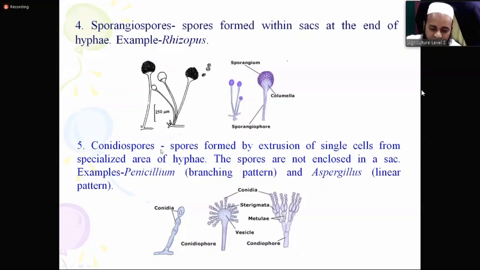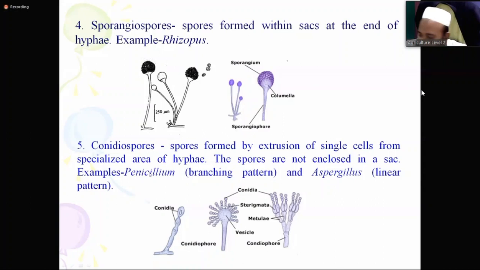Another one is conidiospore. Now you understand what conidia are. Conidia are exogenously born spores formed by extrusion of a single cell from a specialized hypha, called the conidiophore. From there they prepare spores one after another. These spores are not enclosed in a sac. For example, Penicillium. You all know Penicillium, a very important fungus. Do you remember Penicillium?